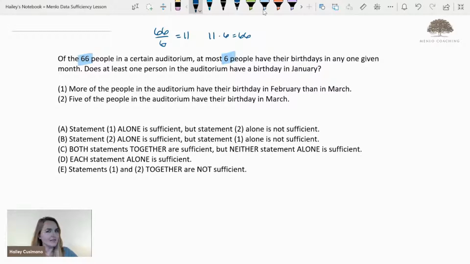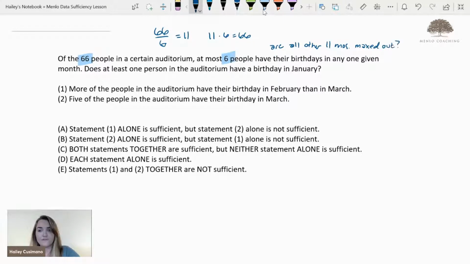Well, if we peel back the layers to this question, if we see what it's really asking us at its core, isn't it really just asking us whether all the other 11 months are maxed out? Couldn't we ultimately simplify this question stem to ask, are all other 11 months maxed out?